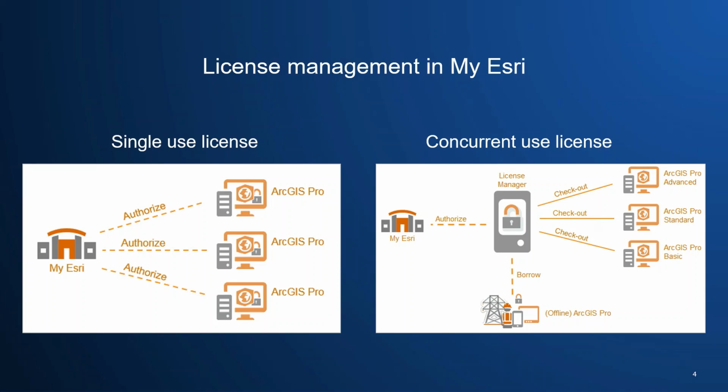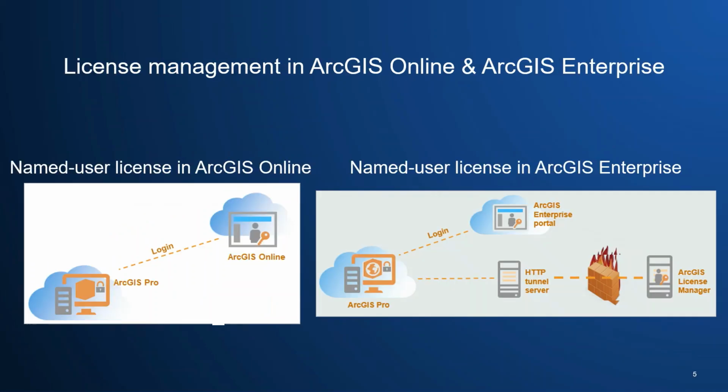Important here is that for both single-use and concurrent-use licenses, the authorization process is done through MyEsri, so it will verify that the licenses are still available and are not already in use on another device. With the shifting licensing model, ArcGIS Pro licenses are now primarily managed as named user licenses, which is done by an administrator in an ArcGIS Online or an ArcGIS Enterprise organization. The rule here is that each named user license is assigned to a single physical person.